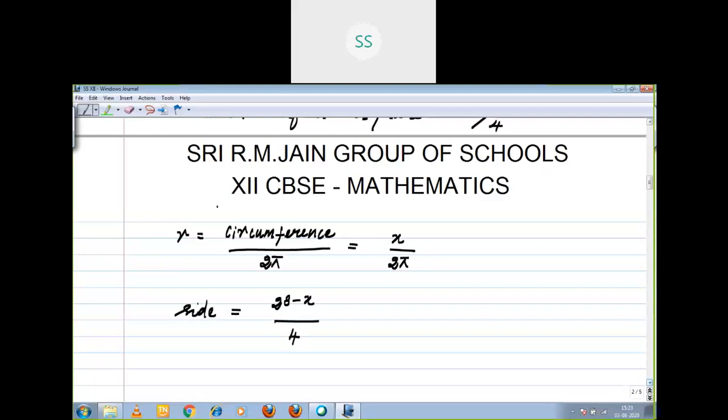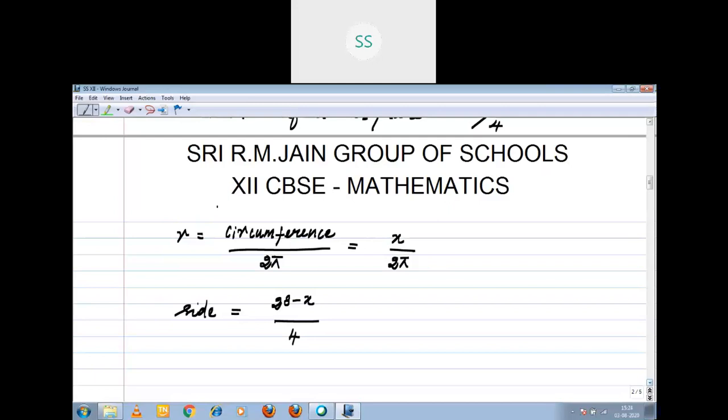One piece you made into a circle, another one you made into a square. The piece made into a circle is considered as x, so the circumference is x. Then the other piece is converted into a square. Its length gives you the perimeter, right?